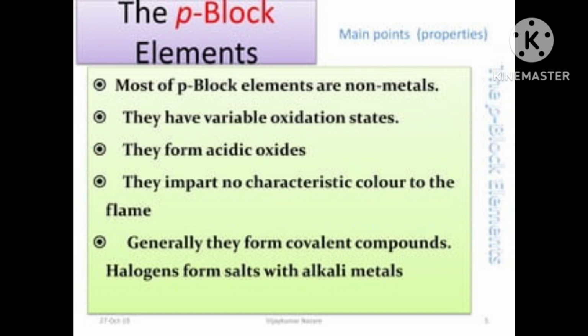Hence, in contrast to metals, which readily form cations, non-metals readily form anions because they are non-metals. Their electronegativity is more. They want electrons, and metals want to give electrons. So non-metals will form anions, and metals will form cations.